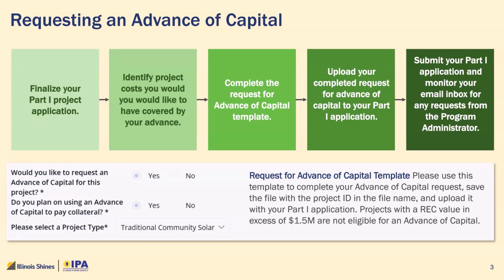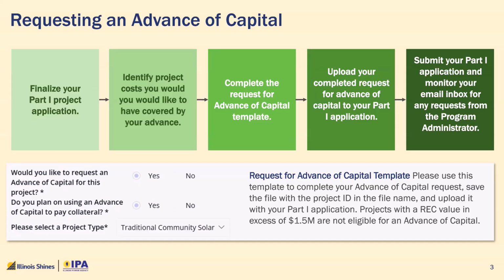This third step is to complete the request for advance of capital template, which can be found under Section 2 of the Part 1 application in the portal. A screenshot of this part of the application is provided on this slide. You will also need to indicate whether you intend on using your advance to pay your collateral and the type of project for which the advance is for.